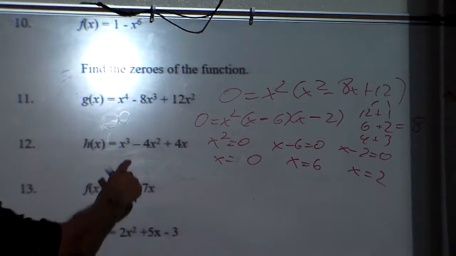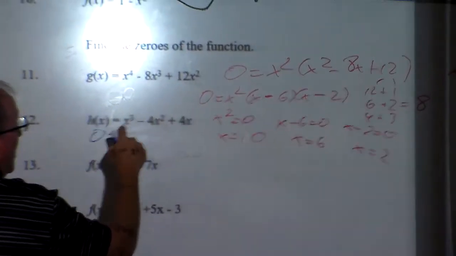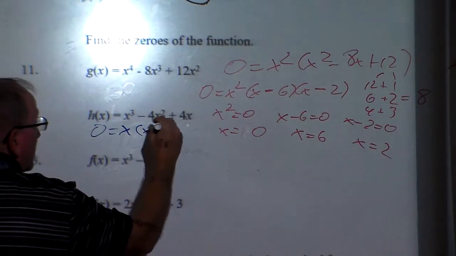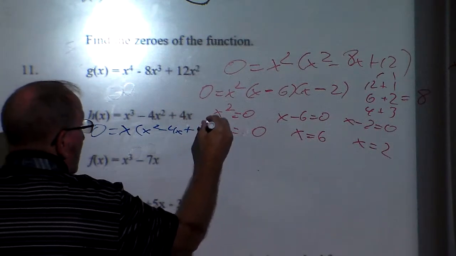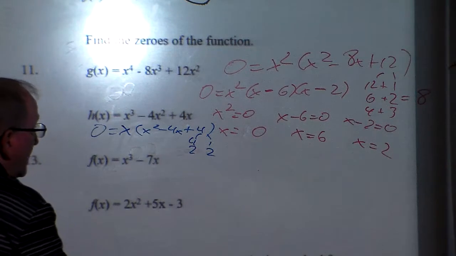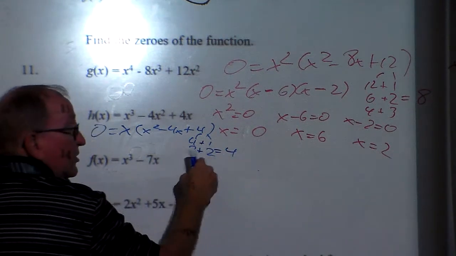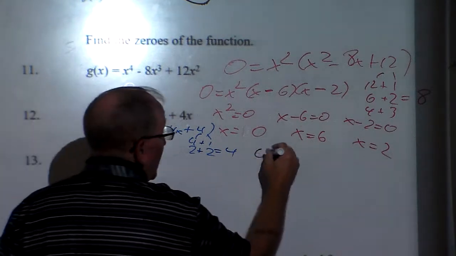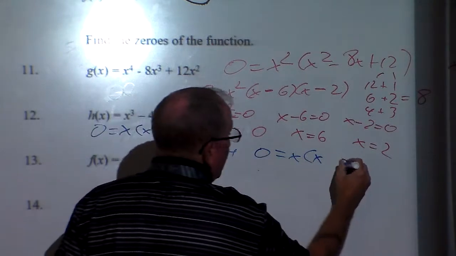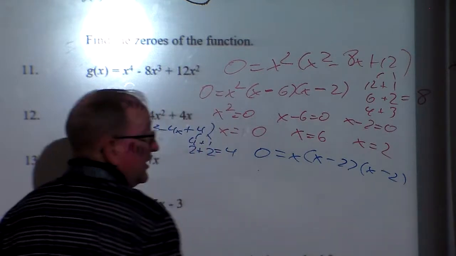All right? So here we go. Notice I did the same thing here. Set this to 0. And what's common to each of these? X, which will be x squared minus 4x plus 4. And y'all, factors of 4 are 4 and 1, 2 and 2. Now, this time it's a plus. Which one makes the middle one? 2 and 2. So here's what I have. 0 equals x times x, you have 2 and 2, right? And they're both minuses.